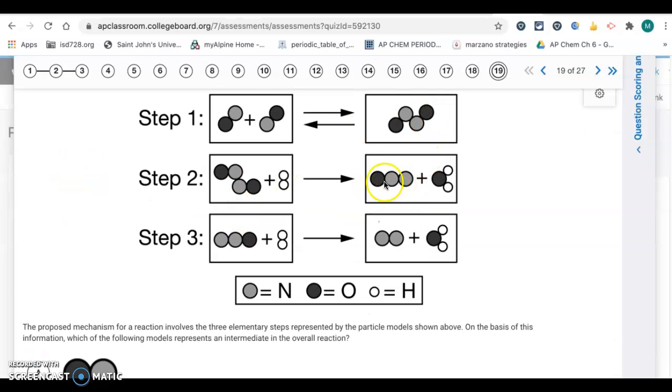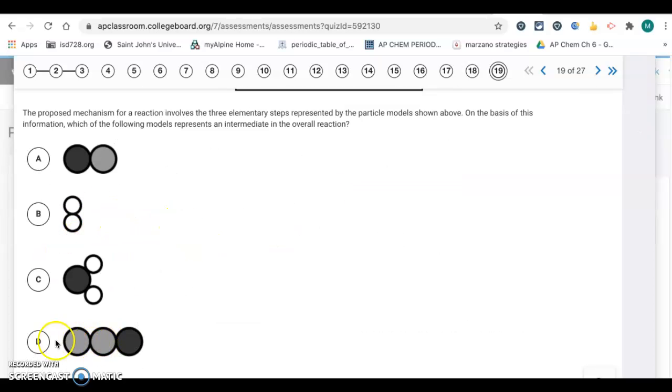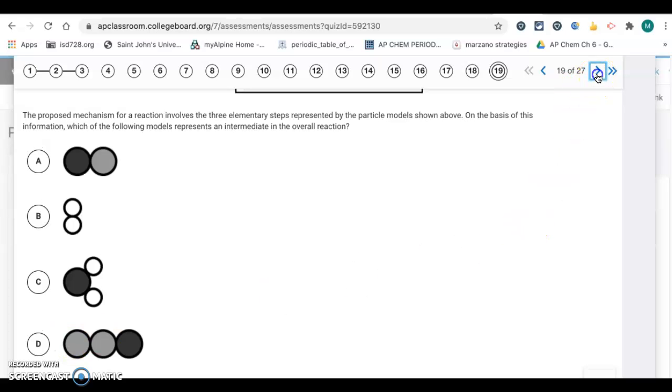Another one would be this. It'd be two nitrogens and an oxygen. There's a one right here, so it's a product first, it's a reactant later. So that's also an intermediate. So letter D is the correct answer.